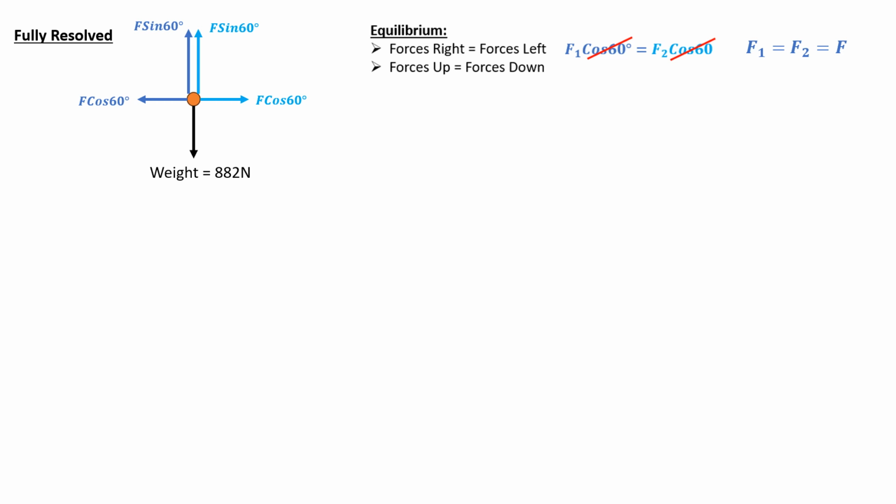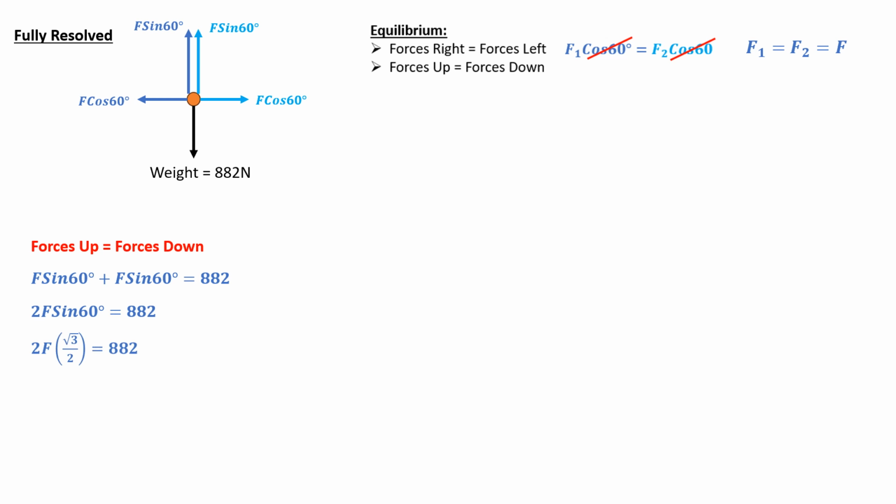So what we're going to look at now with our equilibrium, our forces up must equal forces down. So we get F sine 60 plus F sine 60 is equal to 882, which is basically 2F sine 60. Now we can plug in for sine of 60, root 3 over 2. So then we have a 2 in front and a 2 underneath, which gives us root 3 F is equal to 882. So our restorative force is 882 over root 3 newtons, and we feel this is great.